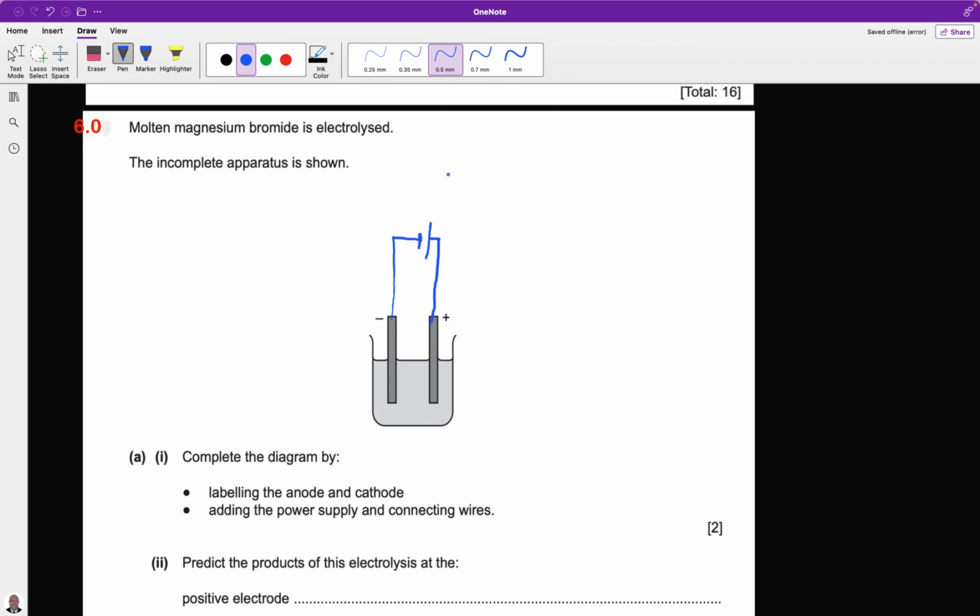Not really to scale. Labeling the anode and the cathode. This is the anode. This is the cathode. The cathode is the negative electrode, and the anode is the positive electrode.